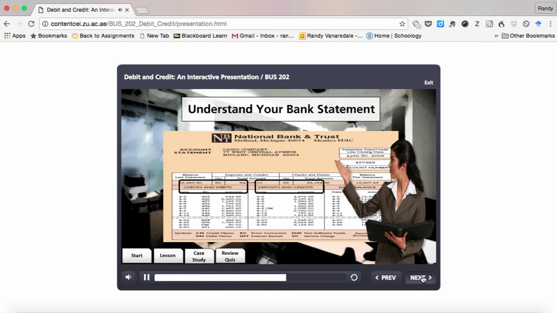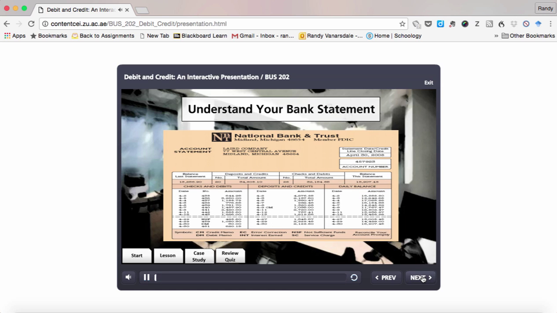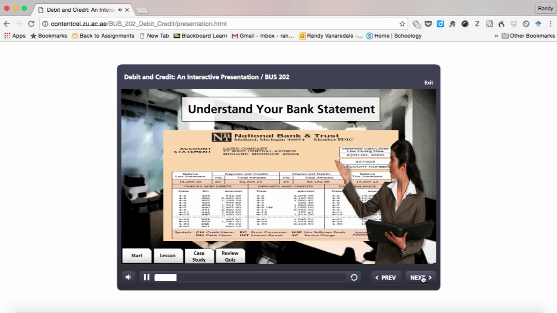If the bank issues the bank statement, this means we should look at debit and credit from the bank side. Therefore, clients are suppliers of cash to the bank.